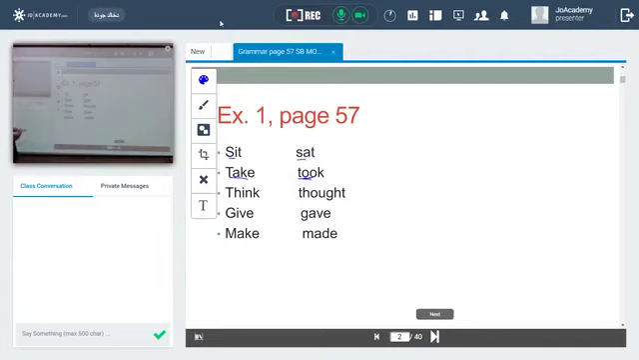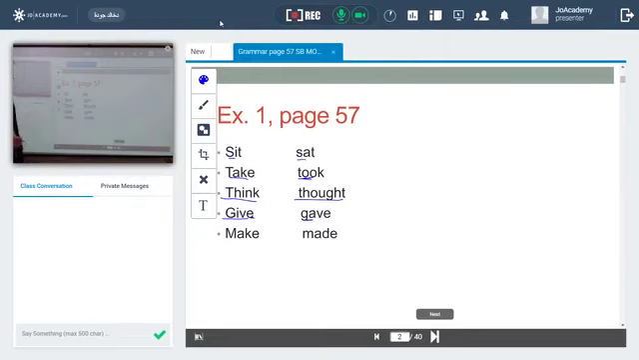Then we have the verb think. Think, when I change it into past simple, it becomes thought. See, there is a lot of change in this verb. The first two letters are the same, but after that we changed most of the letters. Then we have the verb give. When I change it into past, I change only one letter. I change the I into A, so it becomes gave. Give becomes gave. So this is an easy verb.